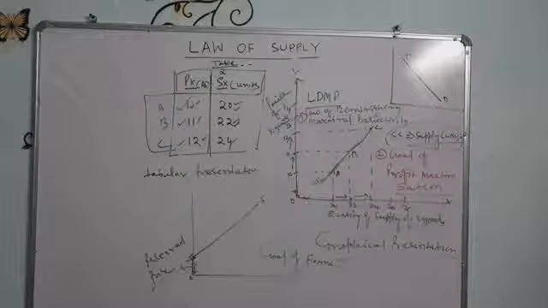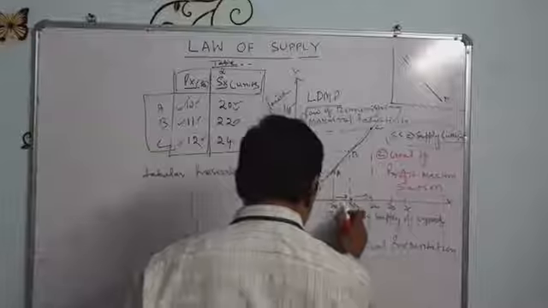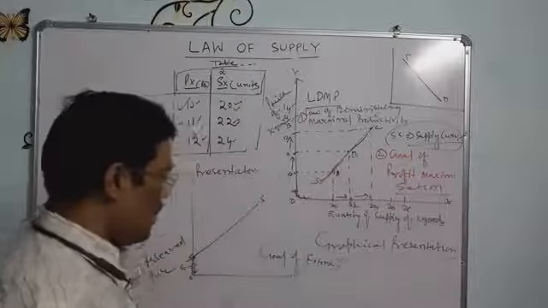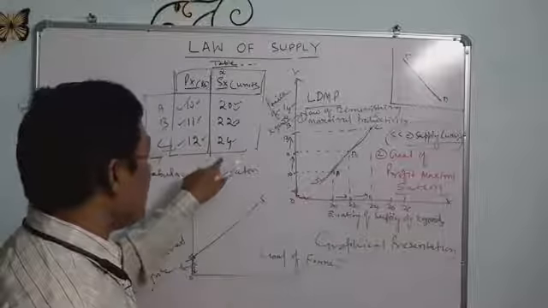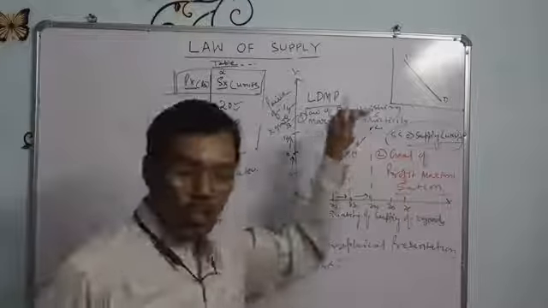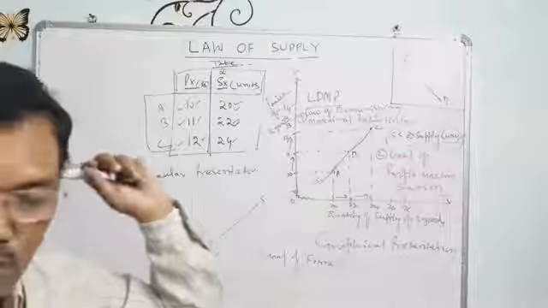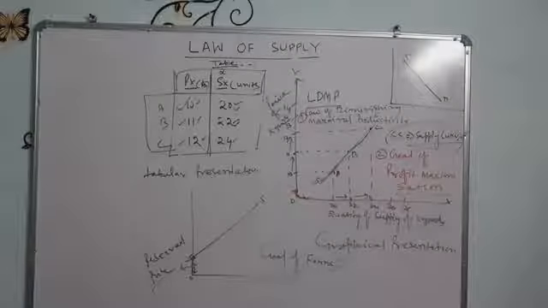The aim of the producer is to maximize profits. If the price rises, more of the commodity will be sold, and then the producer will earn more and more profit. Due to that objective, when price increases, supply increases, so the supply curve moves upwards. That is why it is called an upward moving supply curve.